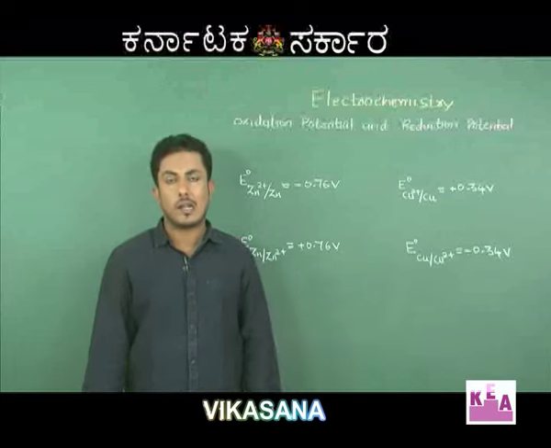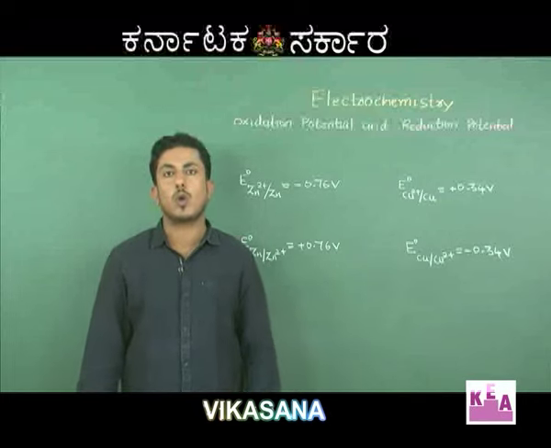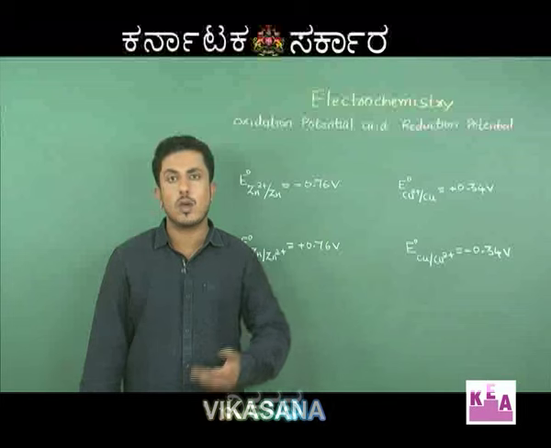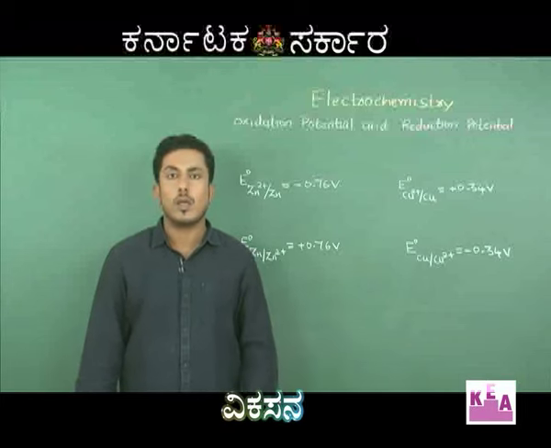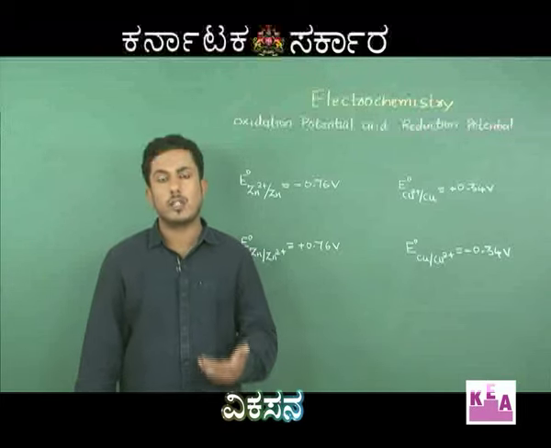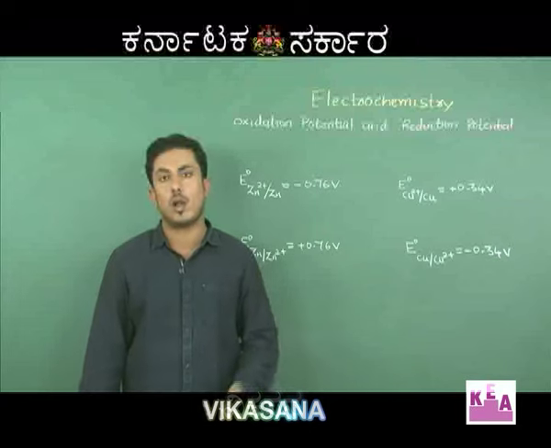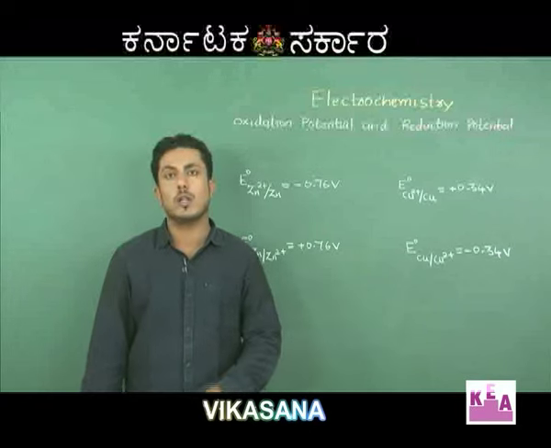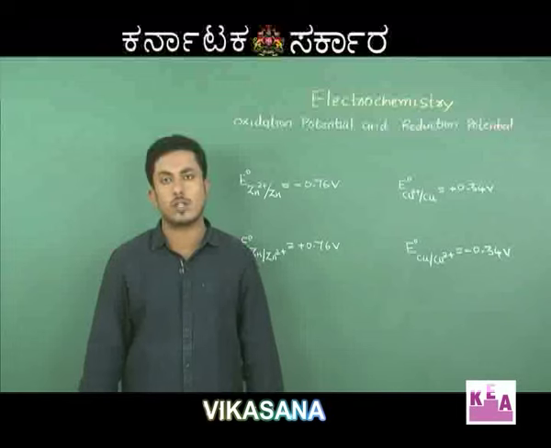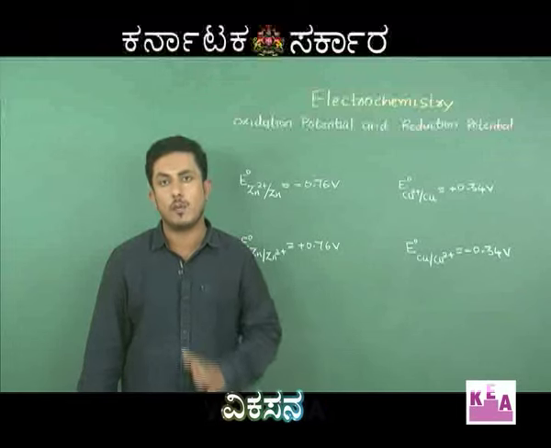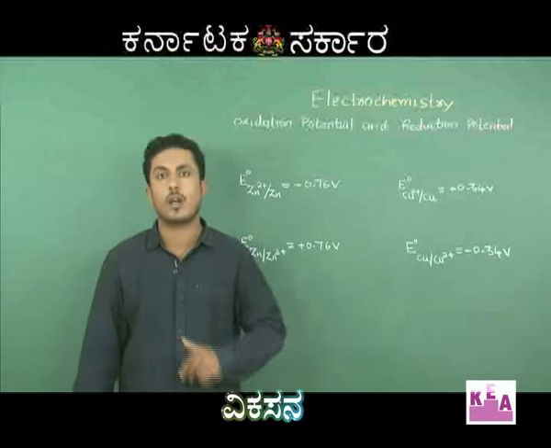Electrode potential is the tendency of a metal to lose or to gain electron. The tendency of a metal to gain electron is called reduction potential, and its tendency to lose electron is called oxidation potential. Oxidation potential as well as reduction potentials can be measured, but IUPAC recommends the use of reduction potentials only.